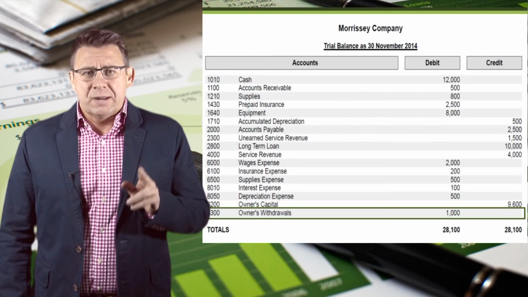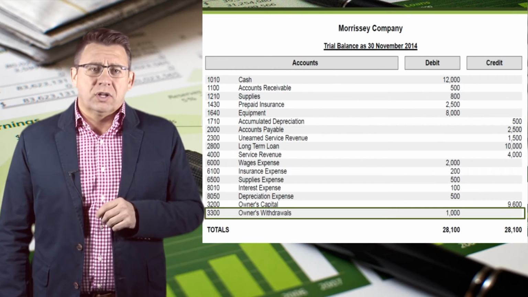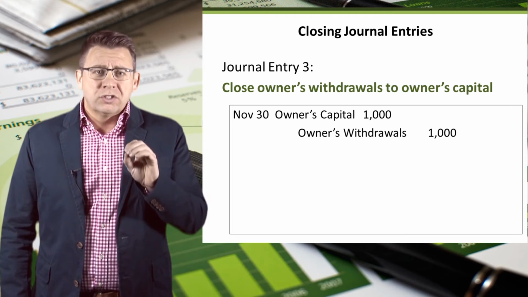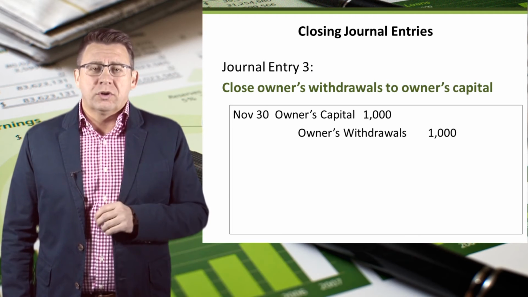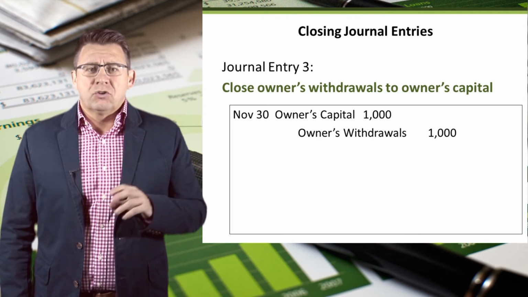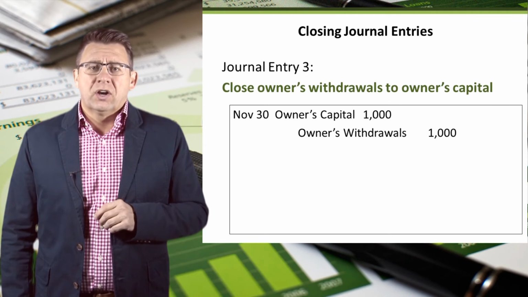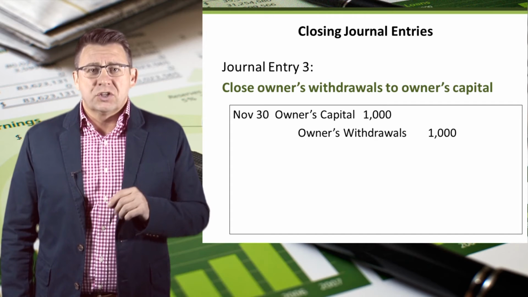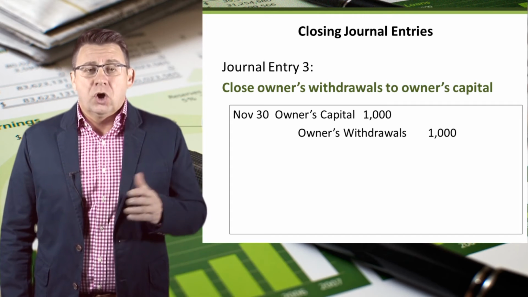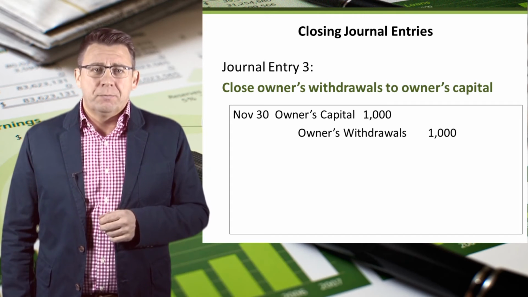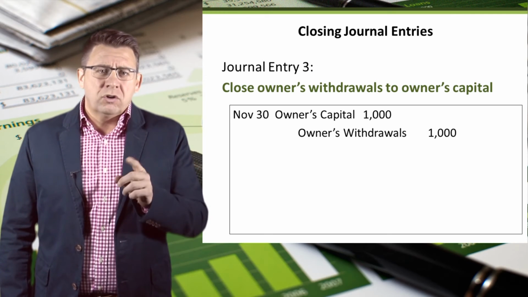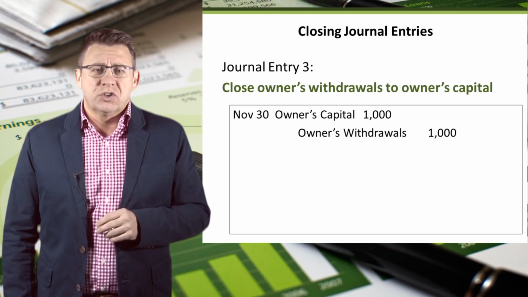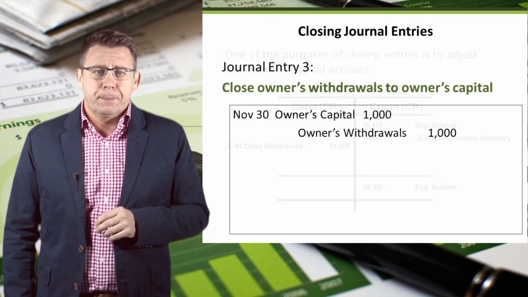The last temporary account to close is owner's withdrawals. So the final journal entry is to close owner's withdrawals to owner's capital. Since owner's withdrawals has a $1,000 debit balance, we will credit owner's withdrawals to make the balance zero. Owner's capital will then be debited. Note that owner's withdrawals is not an income statement account, so it is not closed to income summary first.